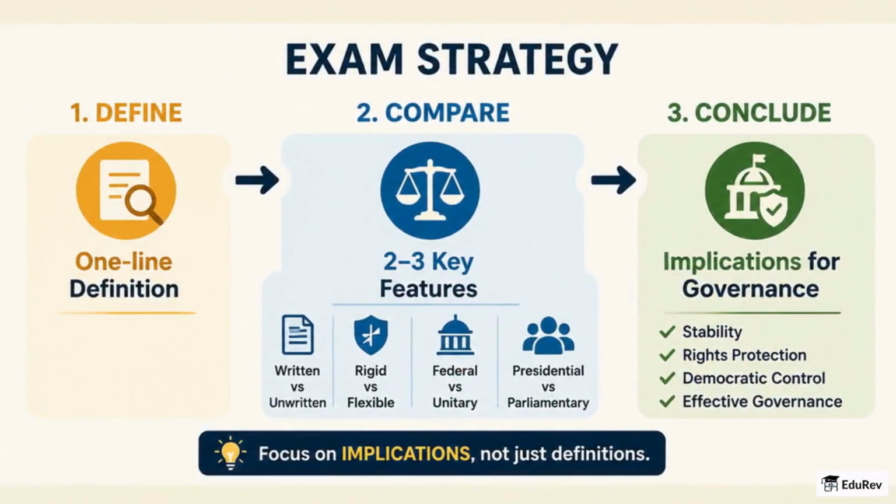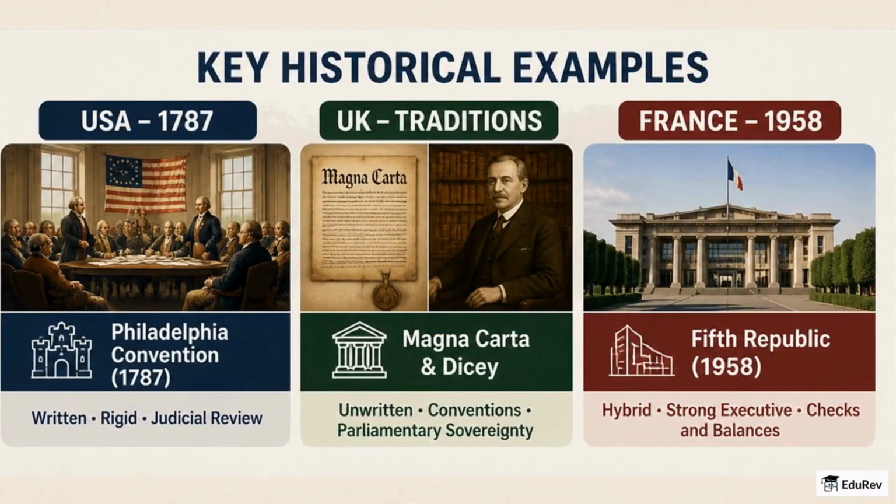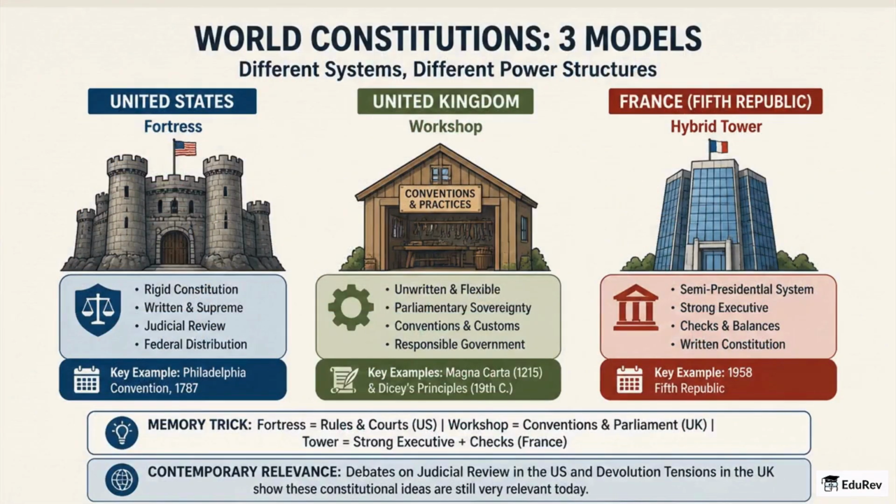Another exam strategy. Start answers with a one-line definition, then compare two or three features and conclude with implications for governance. Support answers with dated examples. Philadelphia Convention 1787 for the US, Magna Carta and Dicey for UK traditions, and 1958 for France's Fifth Republic. Also add one contemporary relevance line. For instance, judicial review debates in the US or recent UK devolution tensions.